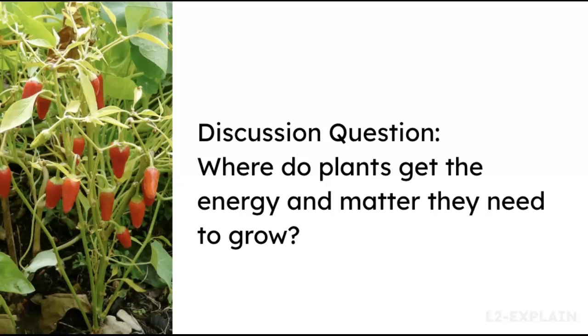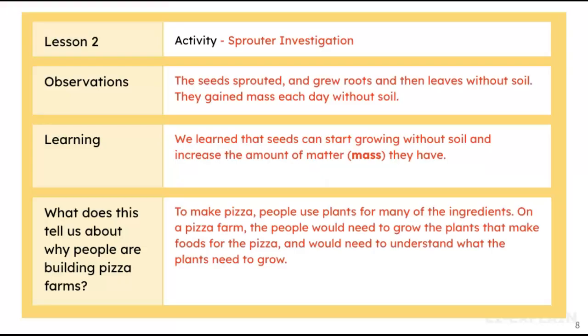In the Explain portion of the lesson, students will engage in a class discussion about their observations and learning from the investigation. Use the provided questions to guide your discussion around the question, where do plants get the energy and matter they need to grow? The goal of this class discussion is to analyze student observations and data, to explain how the plant seeds sprouted and started to gain more mass each day without being in soil. You will use the discussion to create the Lesson 2 summary chart.